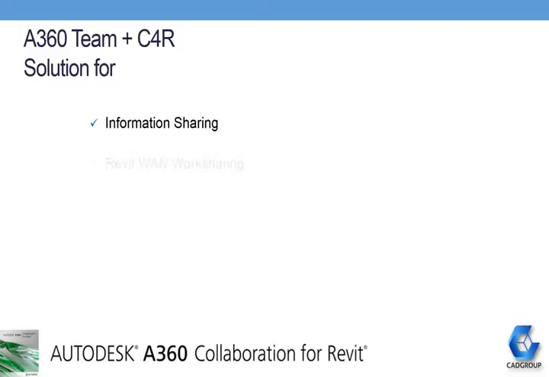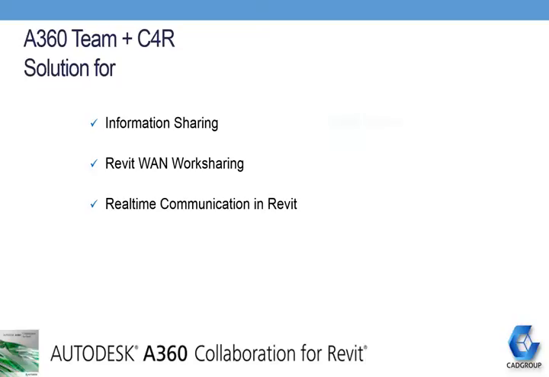It's the solution for information sharing, Revit wide area network work sharing, and real-time communication in Revit. So to address the first issue, we are using the A360 Team. You can share all sorts of different files, and that's all understood by the web interface. The second one is C4R, which resolves the issue of taking the model outside of the office.